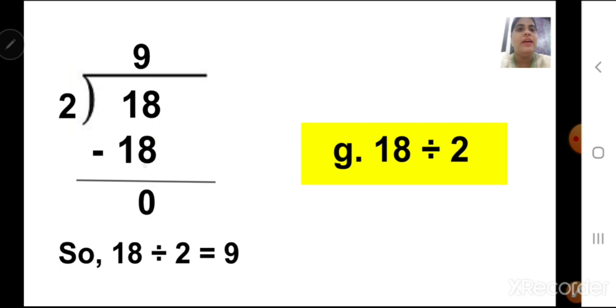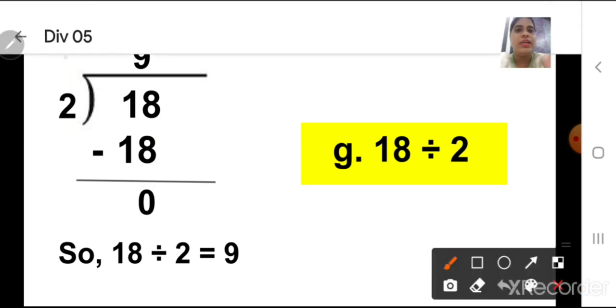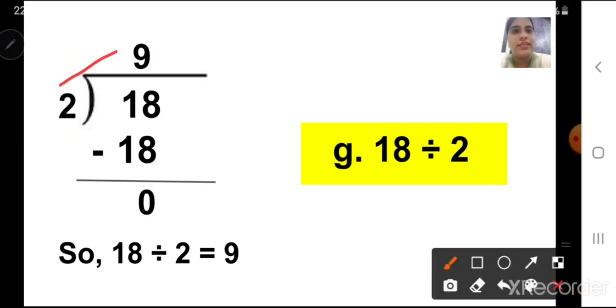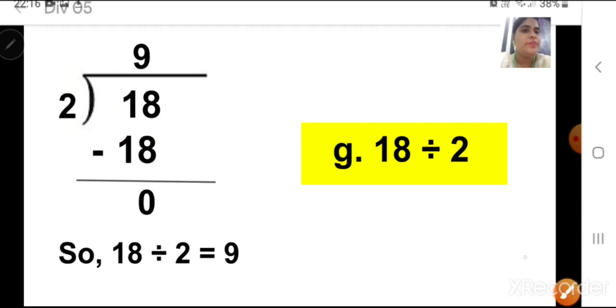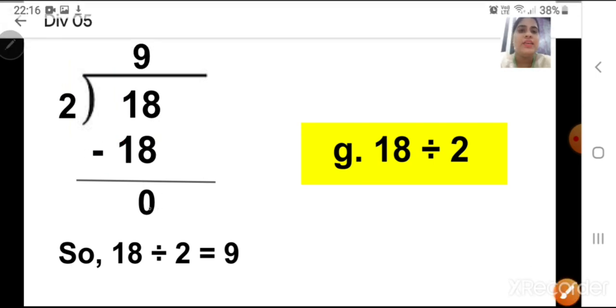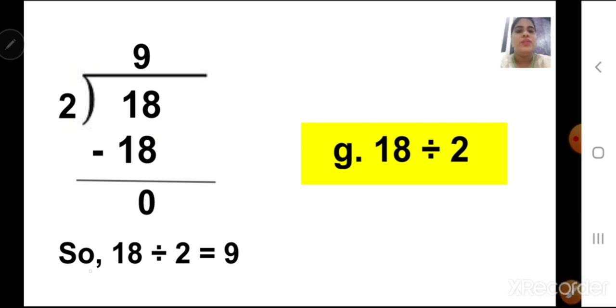2 9s are 18. You can see it goes always like this. 2 9s are, and here we will write the 18. 2 9s are 18. Okay. So we will put a subtraction sign. 18 minus 18 is 0. Okay. So our answer is 18 divided by 2 is equal to 9.